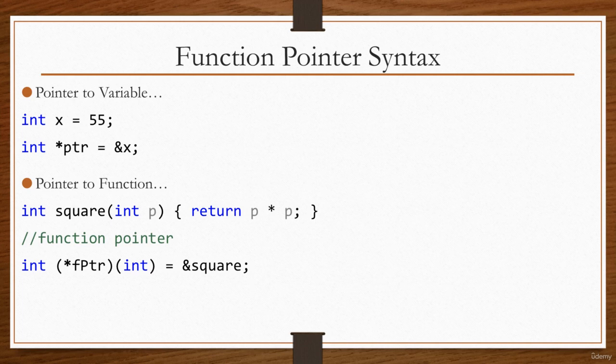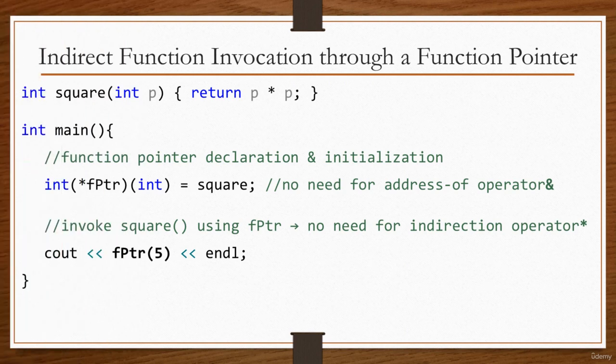So there are some similarities between a pointer to a variable and a pointer to a function. We just have to get used to the fact that the function pointer name will be between parentheses, and that we also have to provide the parameter list. Now with pointers to variables, we can use the indirection operator. In other words, we can dereference the pointer to access a value indirectly. Now what can we do with a function pointer?